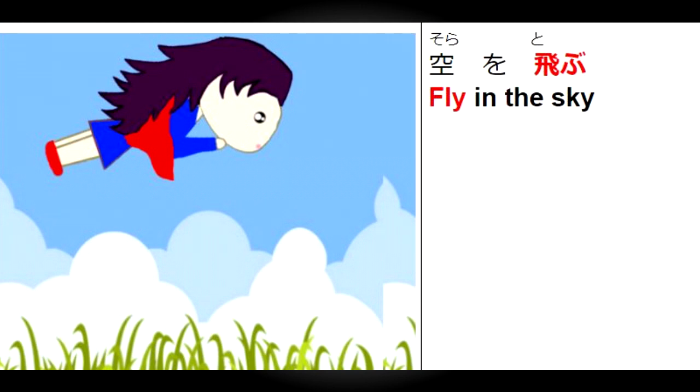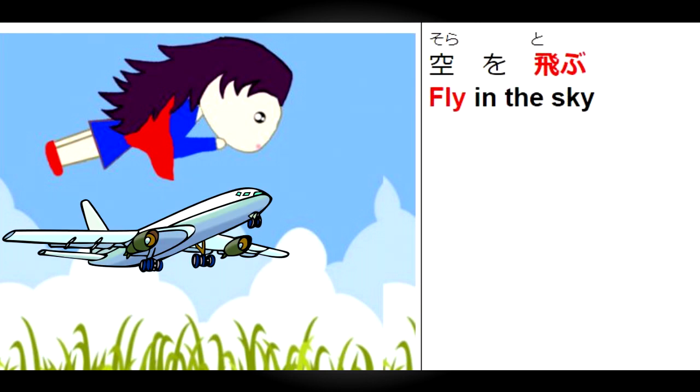Next, we can have the verb to fly. And for this one, we can imagine an airplane or a bird or Superman flying up in the sky. And the example I got is Sora o tobu, fly in the sky.